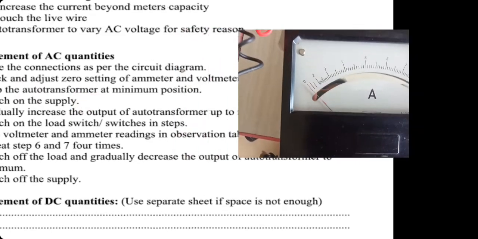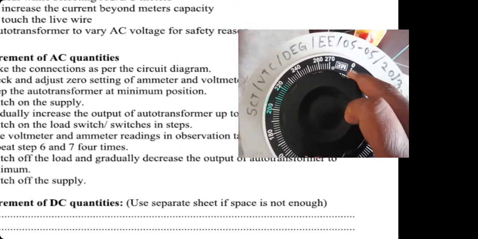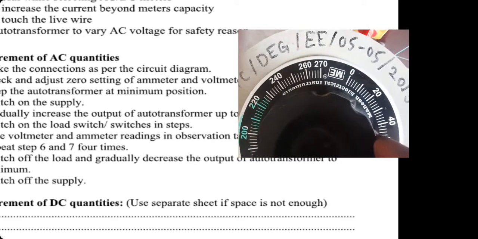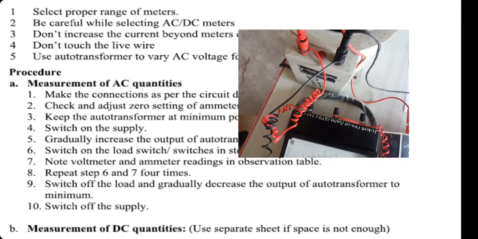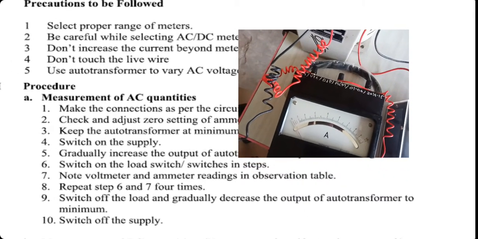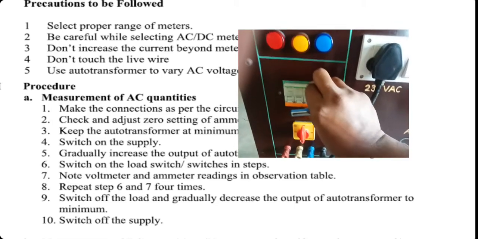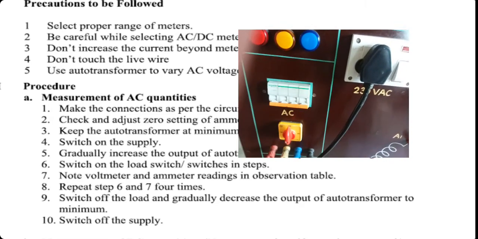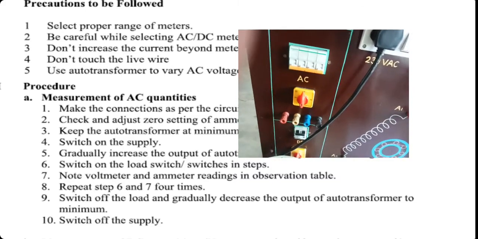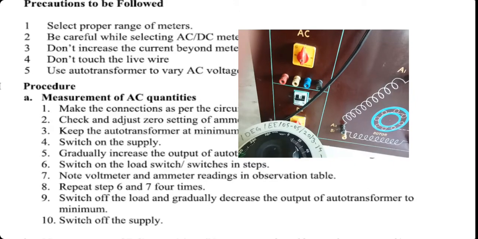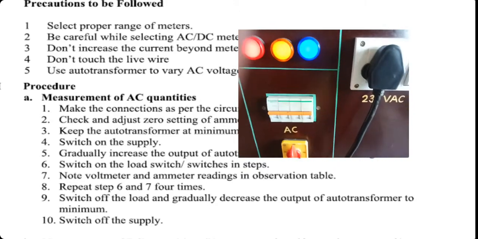Keep the auto transformer at minimum position. Here we see the knob is at the 0 position. Then the next step: switch on the supply. I am going to switch on the supply.